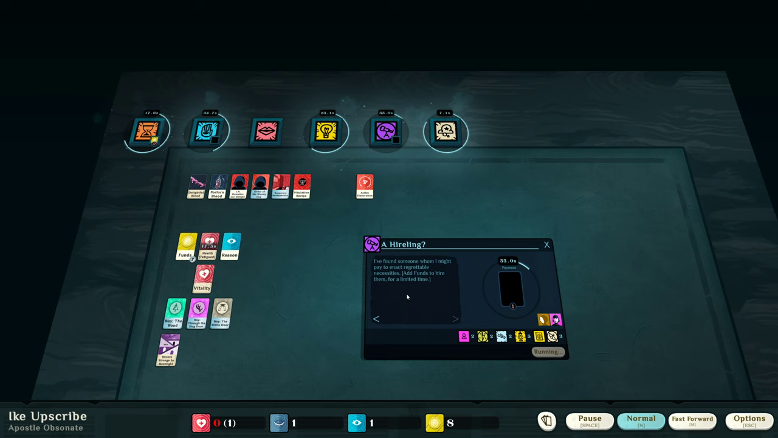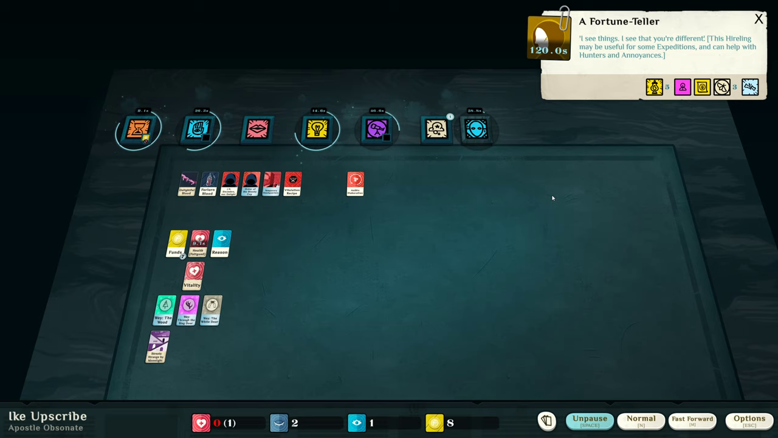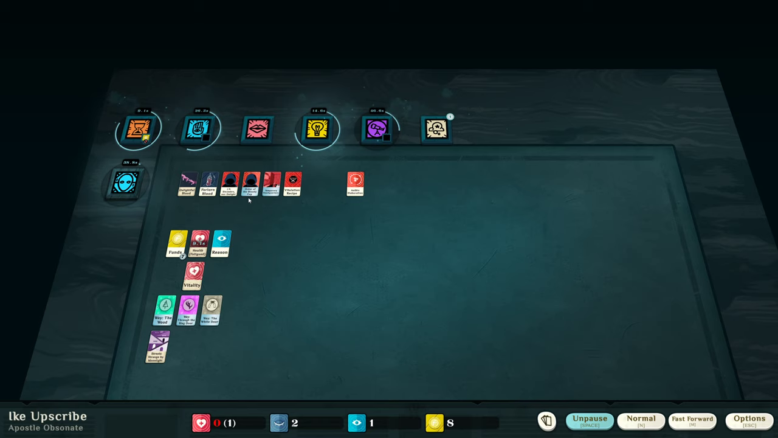Now, the fortune teller is not too bad. 5 lantern, especially early on in the game, is not the worst thing in the world to get a handle on. But in this case, I don't actually have any need for it, and that money's not going to last forever, so we'll leave it be for now.